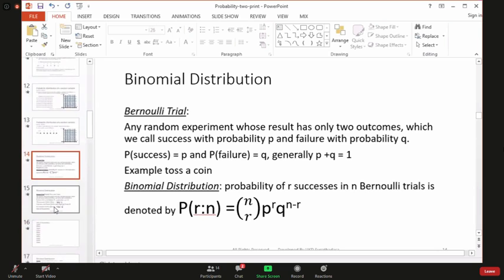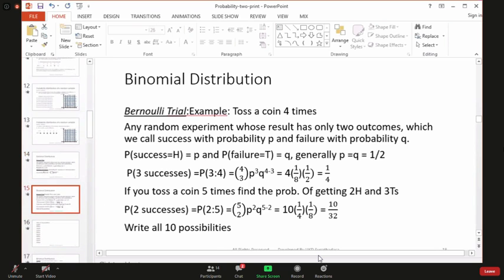Then we take an example so you can understand. Bernoulli trial example: toss a coin 4 times. With this example we considered earlier, you can remember there were 16 outcomes.